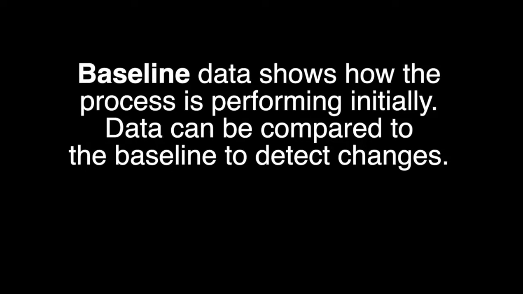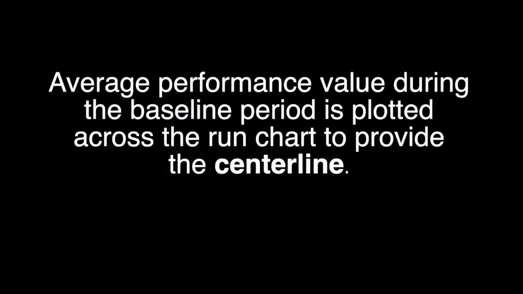That baseline value is used to define how the process is operating now, so any changes that come in the future can be compared to the baseline to see if the performance of the process has changed. An average or median is calculated for the performance during that baseline period, and that becomes the value of the center line that's plotted on the run charts, as I mentioned earlier.